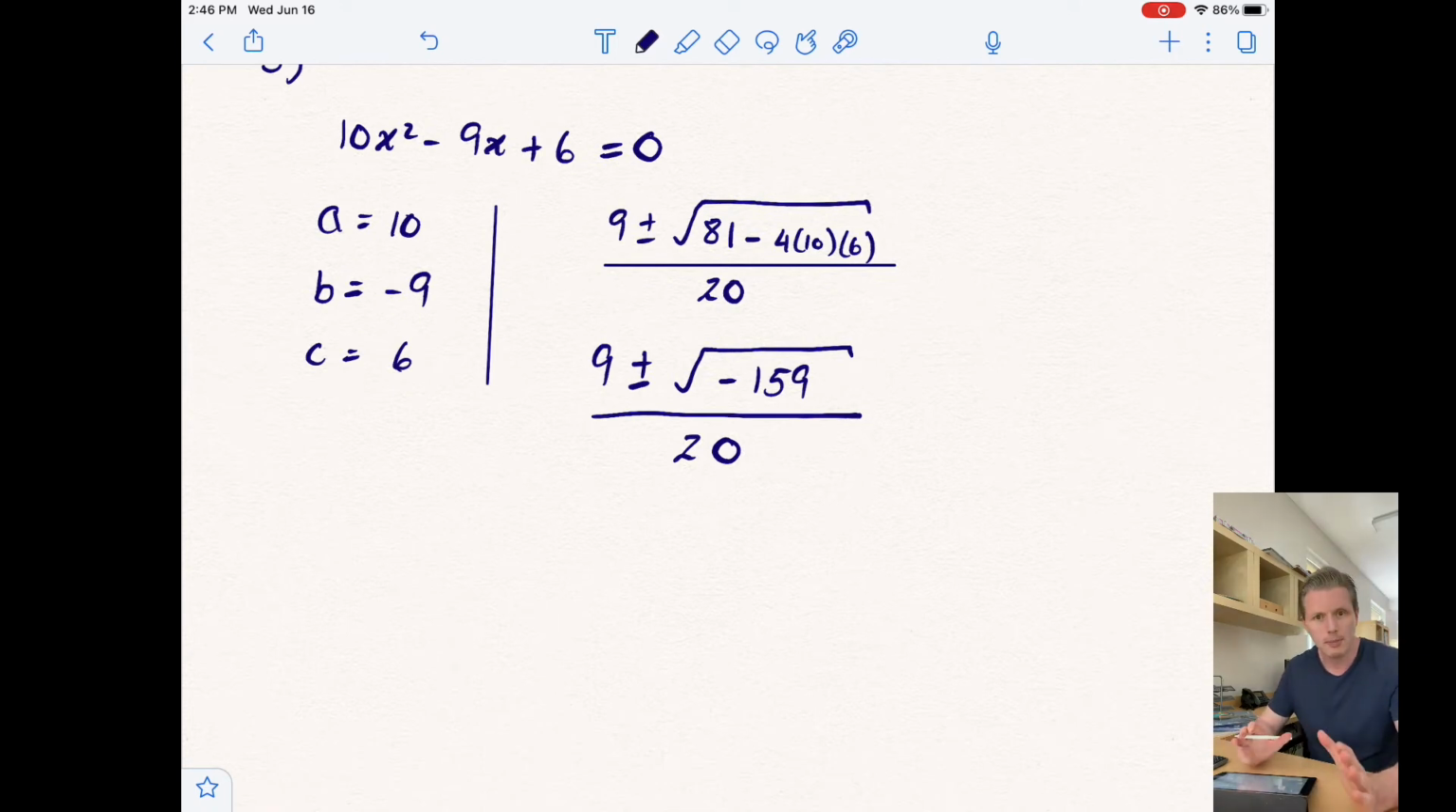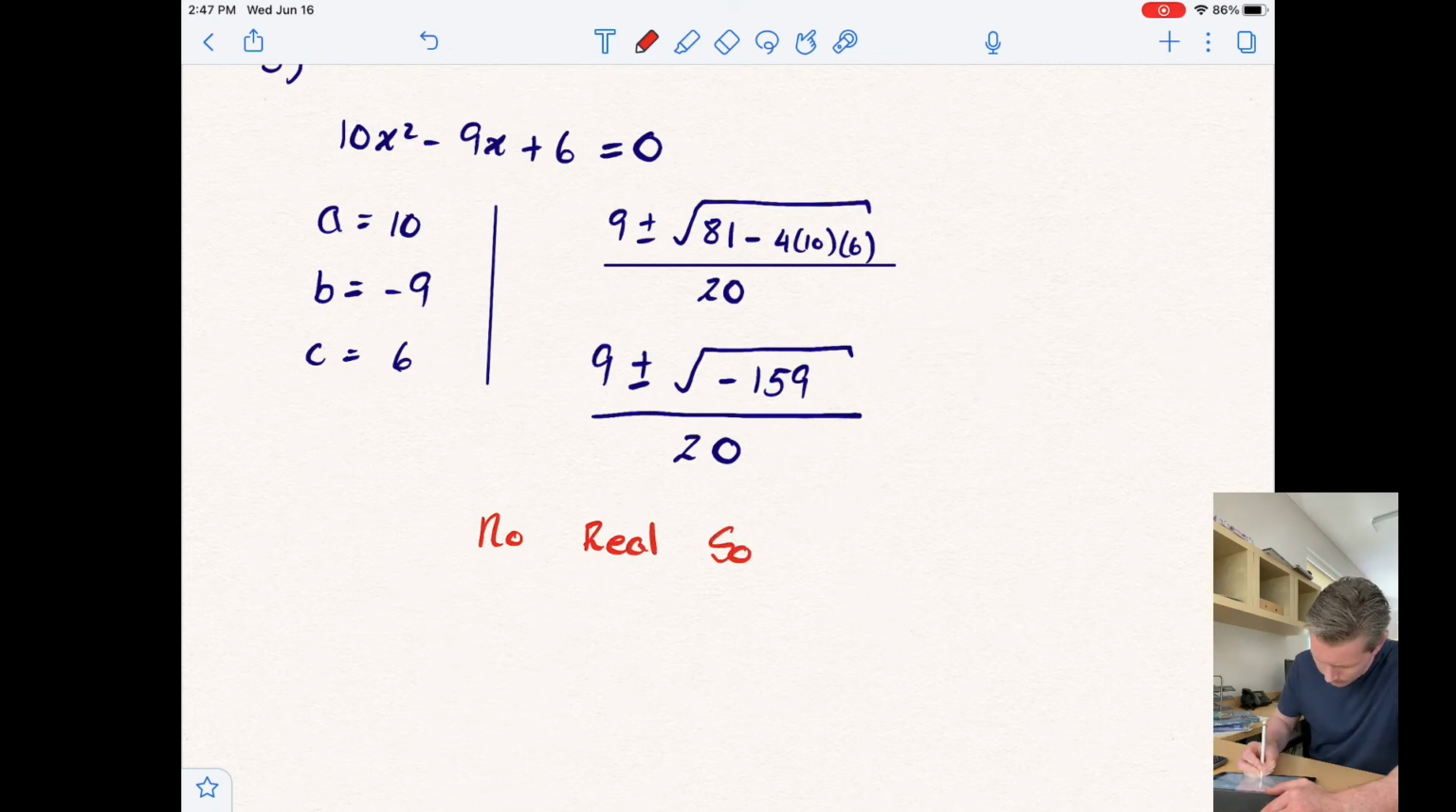And I stop here because I have a negative number underneath my square root sign. There are no real solutions to the square root of negative 159, and so I cannot go any further. That means that this quadratic trinomial, 10x squared minus 9x plus 6 equals 0, has no real solutions, and that's our answer, as it were. There are no real solutions to that quadratic equation.